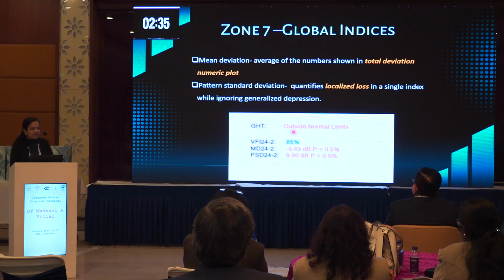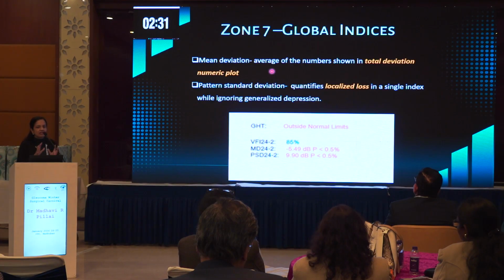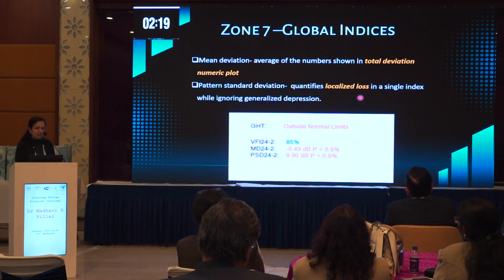Next is the global indices. So, you have the mean deviation. If you want to give a single digit to the total deviation plot, that is what the mean deviation is representing. It is the average of the numbers shown in the total deviation numerical plot, very simple. The pattern standard deviation quantifies localized loss. So, these are the global indices.